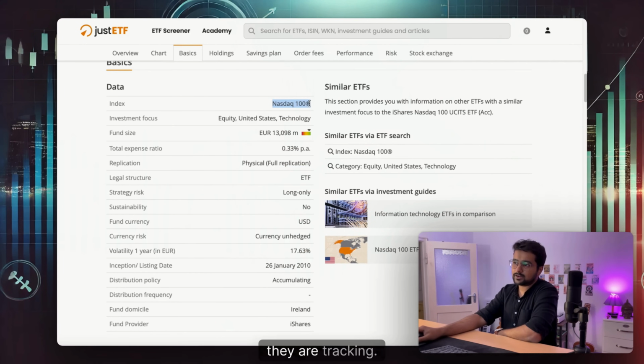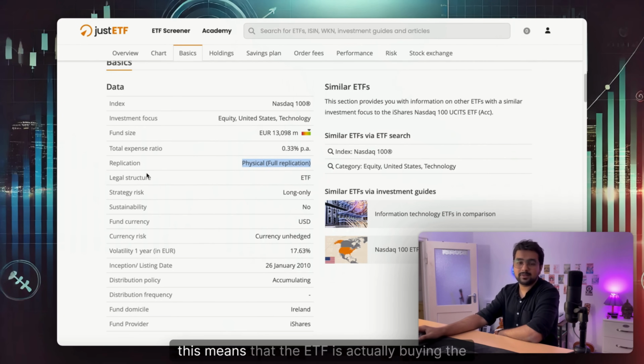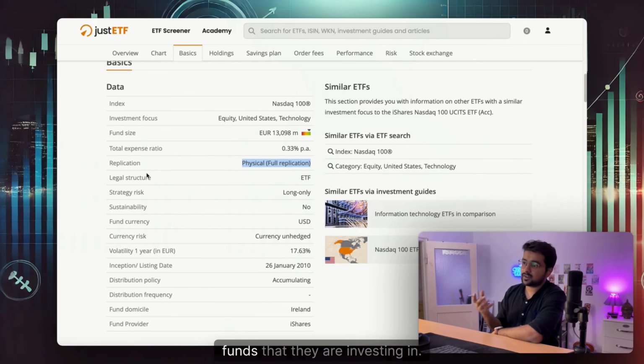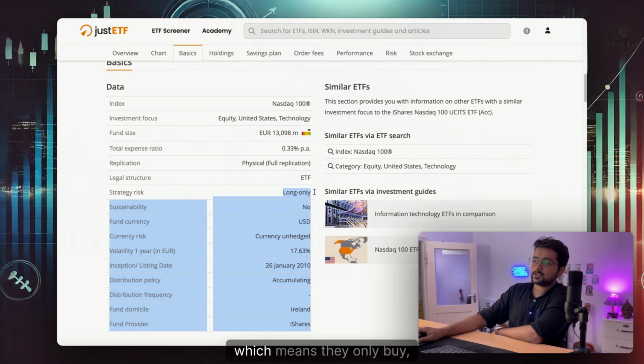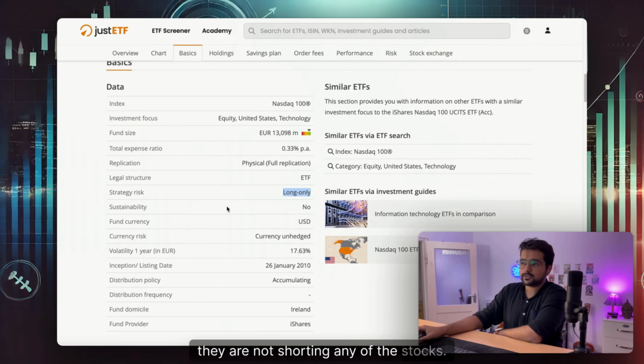this tells us which index they are tracking, what is the investment focus, physical or full replication. As I mentioned before, this means that the ETF is actually buying the funds that they are investing in. Strategy risk long only, which means they only buy, they do not sell. They are not shorting any of the stocks.